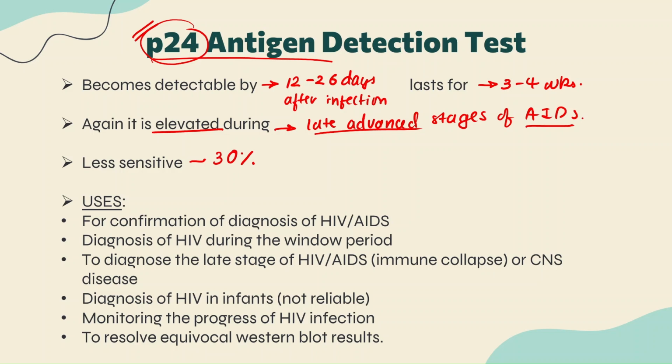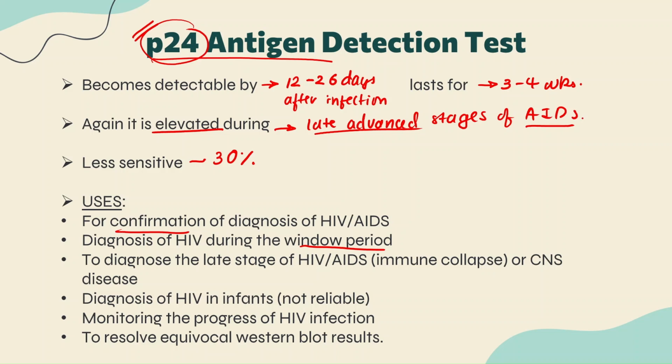So what are the uses of this test? The first thing, it's a confirmatory test. It is used for the confirmation of the diagnosis of HIV. It is also useful in the diagnosis of HIV during the window period. Now what is window period? I will be describing this at the end of this session. Shortly we'll be describing what is window period and what are the various tests that we can use to diagnose HIV during this window period.